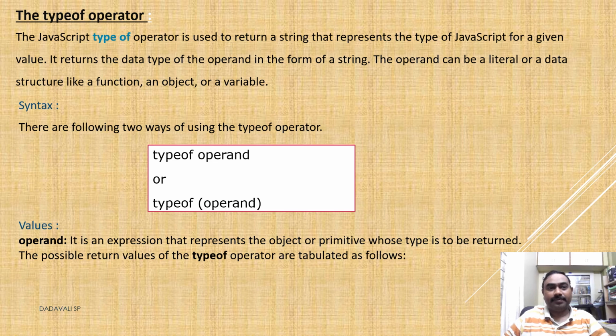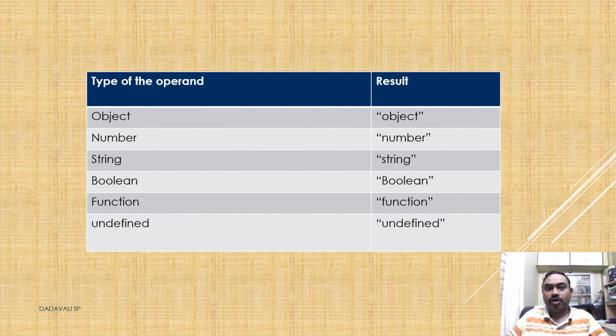The typeof operator: the JavaScript typeof operator is used to return a string that represents the type of JavaScript value for a given operand. You can observe the syntax: typeof operand, or typeof with the operand within parentheses. The operand is an expression that represents an object or primitive whose type is to be returned. The possible return values of the typeof operator are as follows: if the operand is an object, it returns object. If it is a number, it returns number.